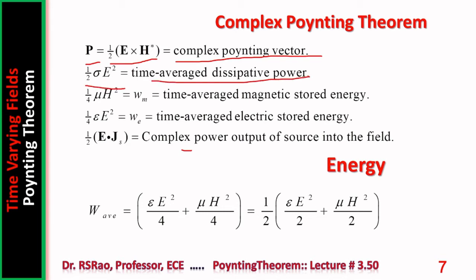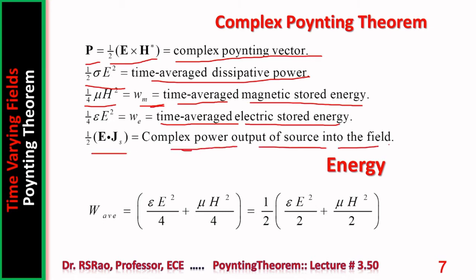Time average dissipative power. 1/4 mu H square, which is sometimes indicated by omega Wm, is called time averaged magnetic stored energy. 1/4 of epsilon E square, indicated by We, is actually time averaged electric stored energy. And half E dot Js is the complex power output of the source.